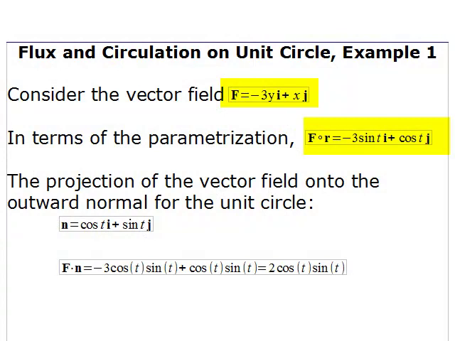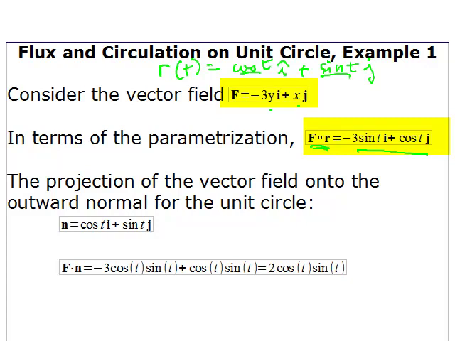Here's a parameterization. We're just going around the unit circle. R of t equals cosine t in the i plus sine t in the j. As t varies from 0 to 2 pi, we will trace out that circle, the unit circle. So I've composed it with f, and this is what I get. Remember, every place there's a y, I put sine t, every place there's an x, I put cosine t, and that's what I get.